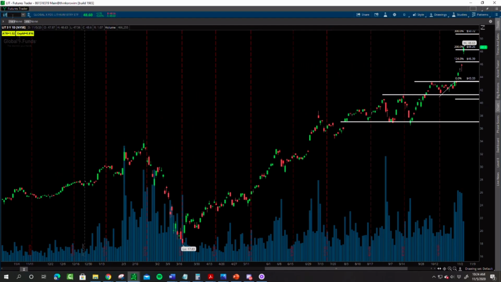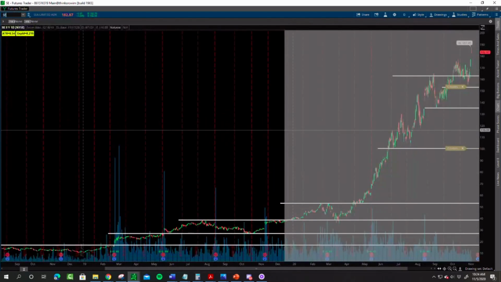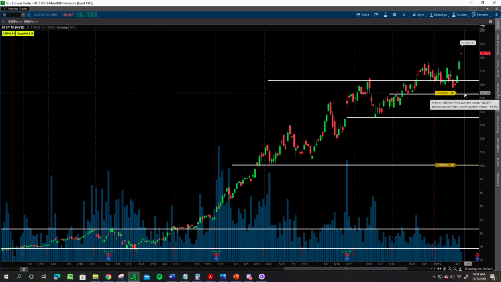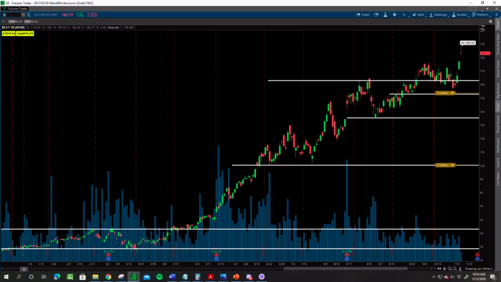All right, let's look at SE. Here's my line. Came down, but it didn't violate it. Our stop loss is 135. The average true range is about $10. We got 155 in here. I give us a big wide stop on this, so we don't have to worry about getting stopped out.